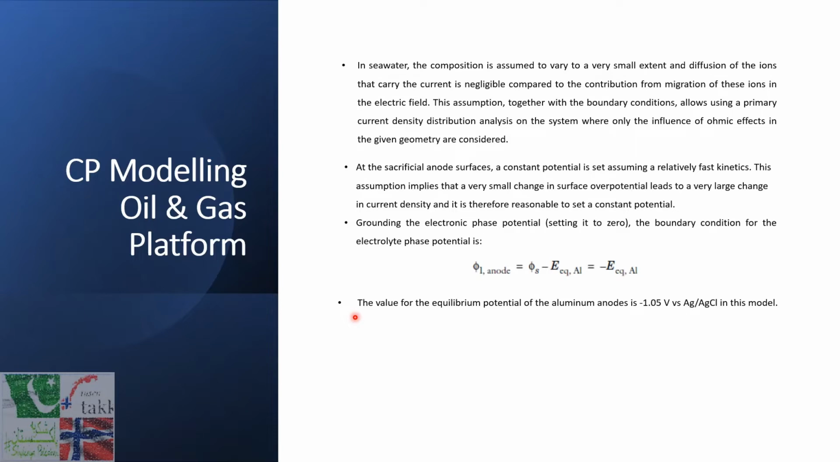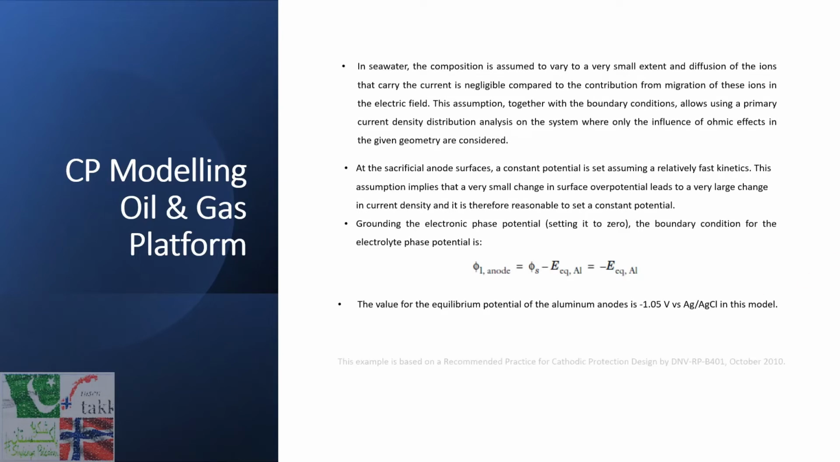For this case, the value of the equilibrium potential of the aluminum anode, as we all know, is minus 1.05 volt with respect to silver chloride reference cell. That is what we have used in this model. This example is based on a recommended practice for cathodic protection designed by DNV RP B401, published in 2010.